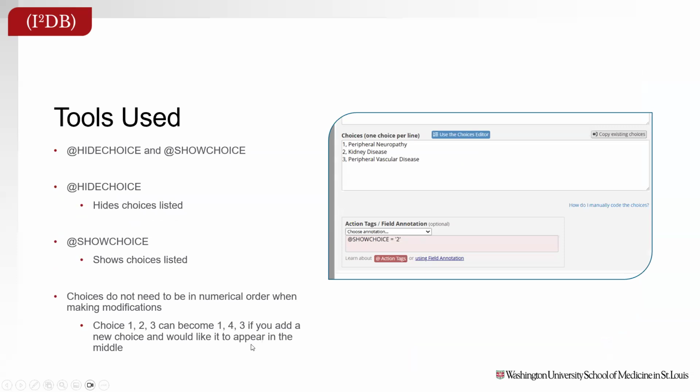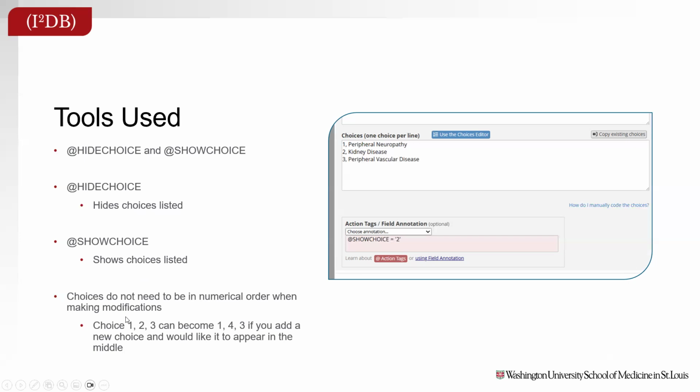We also have HIDECHOICE and SHOWCHOICE. With HIDECHOICE, you list the choices that you want to hide from whoever's entering data, but the data already collected will still remain in the background for that choice. SHOWCHOICE is just the opposite. If you only want to show specific choices, you can.